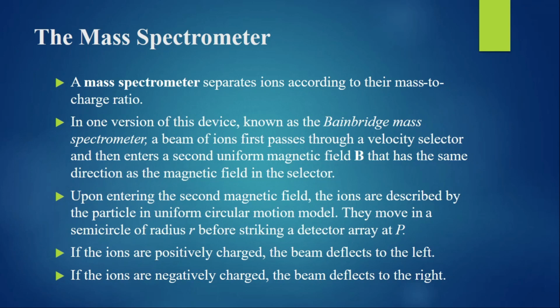Upon entering the second magnetic field, the ions are described by the particle in uniform circular motion model. They move in a semicircle of radius r before striking a detector array at P. If the ions are positively charged, the beam deflects to the left. If the ions are negatively charged, the beam deflects to the right.